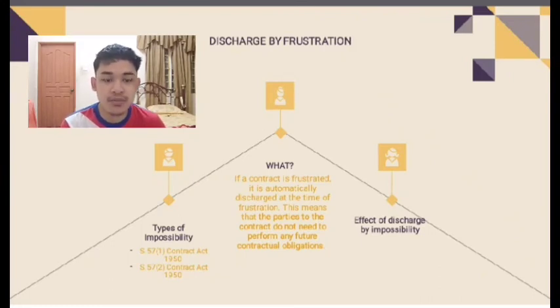Effect of discharge by impossibility. When a contract becomes void for frustration, Section 66 Contract Act 1950 provides that any person who has received any advantage under it is bound to restore it or to compensate the person from whom the advantage was received.